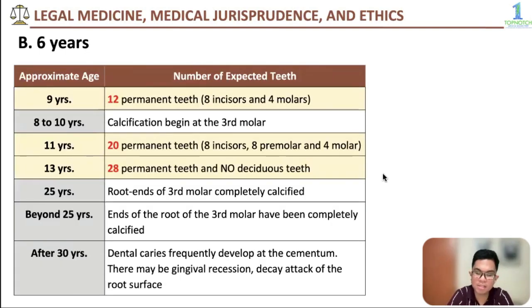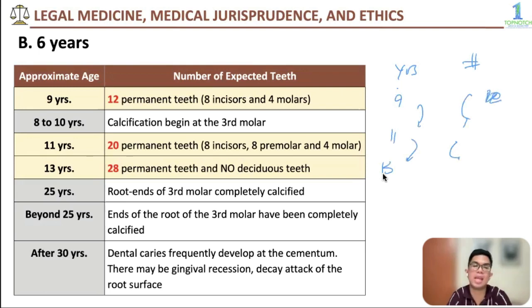So it's based on years, and then the number of teeth, no? So parang 9, 11, 13, plus 2, plus 2. Ito naman, plus 8, plus 8. So 12, 20, and 28. Okay? So plus 2, plus 2, plus 2. Ito naman, plus 8.